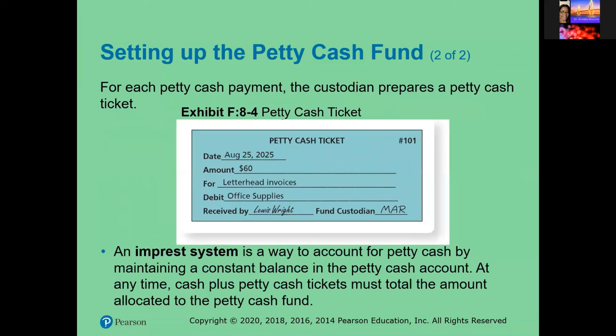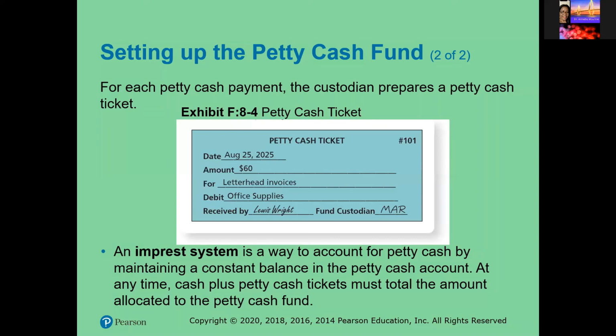For each petty cash payment, the custodian prepares a petty cash ticket like the one you see here in Exhibit 8-4. Now, using an imprest system is a way to account for petty cash by maintaining a constant balance in the petty cash account. What is a petty imprest system? An imprest system is a way to account for petty cash by maintaining a constant balance in the petty cash account.